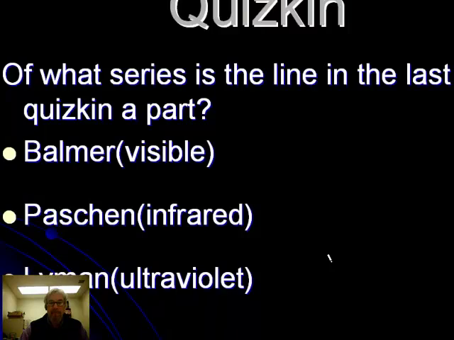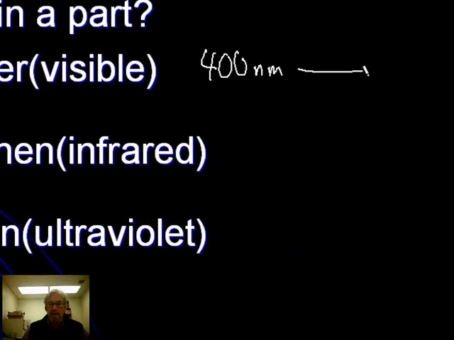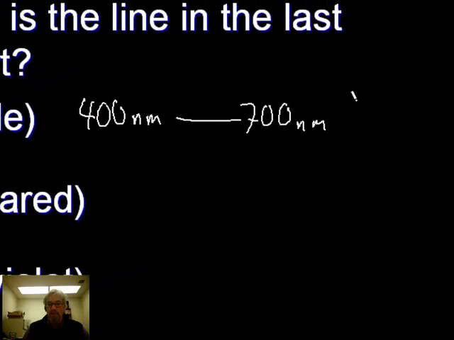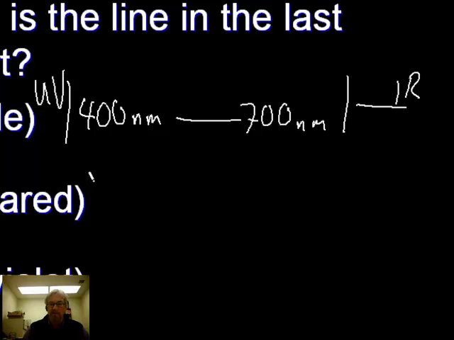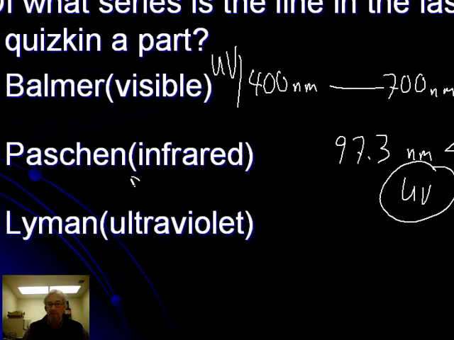The next question is asking, what series is this line a part of? The visible series, Balmer, the Paschen series, which is infrared, or the Lyman series, which is ultraviolet. Well, remember, the visible light that we can see ranges from 400 nanometers up to 700 nanometers. And if it's longer than that, that's IR. And if it's shorter than that, that's going to be UV. The answer that we had was approximately 97.3 nanometers. Well, that's less than 400 nanometers, and so that means we're in the UV wavelength. So this was the Lyman series.